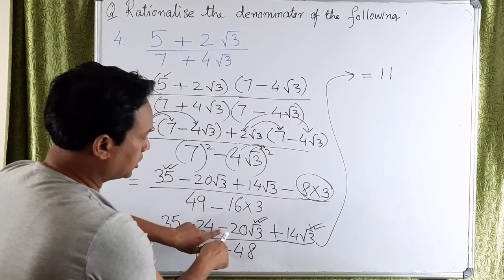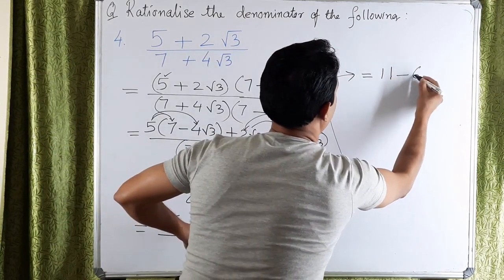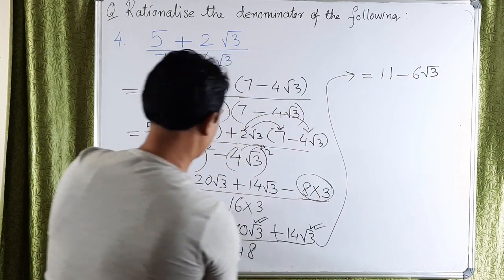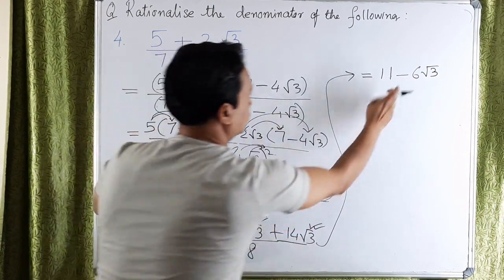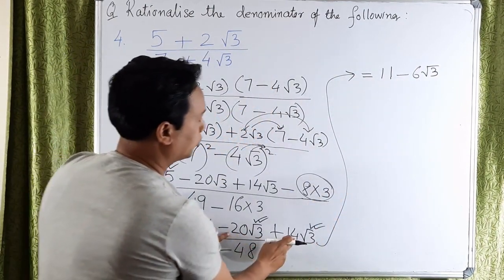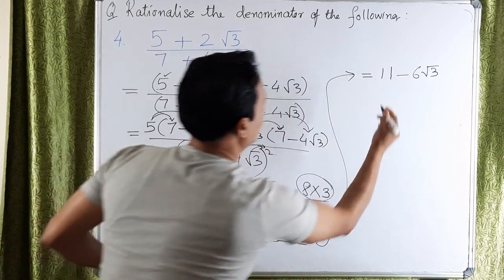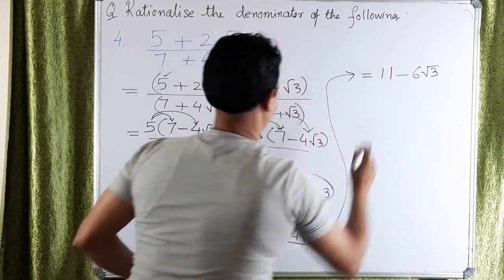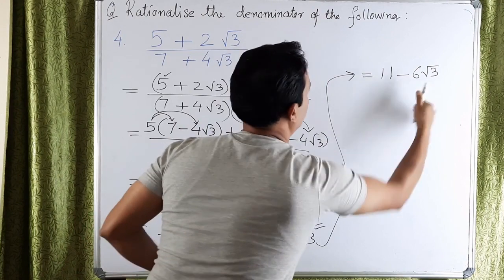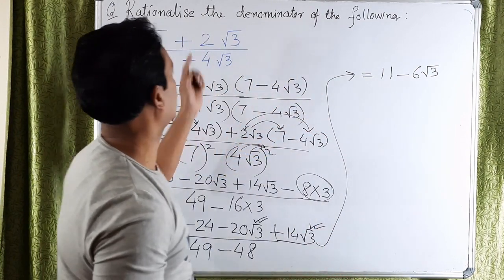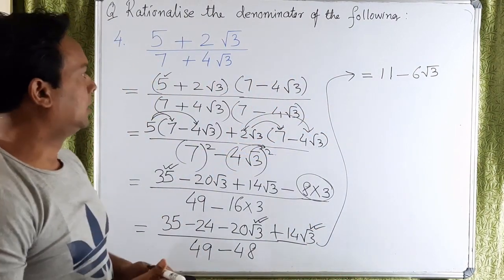But the minus number was greater. So we'll put minus 6 root 3. This minus was the bigger number and plus was the smaller number. That's why the minus sign is coming. And 20 minus 14 is 6. And below it's 1. 49 minus 48 is 1. 1 we don't have to write. So we have to rationalize the denominator.